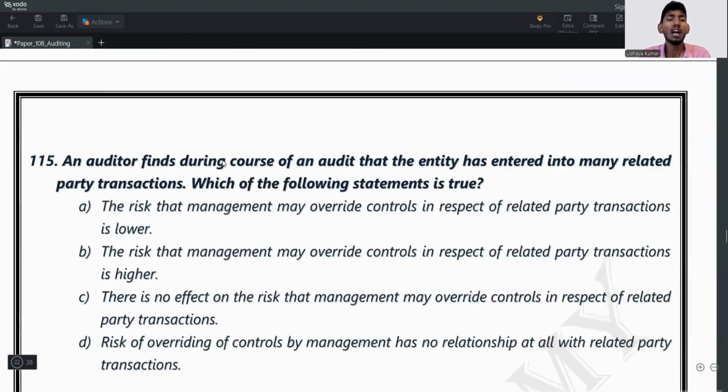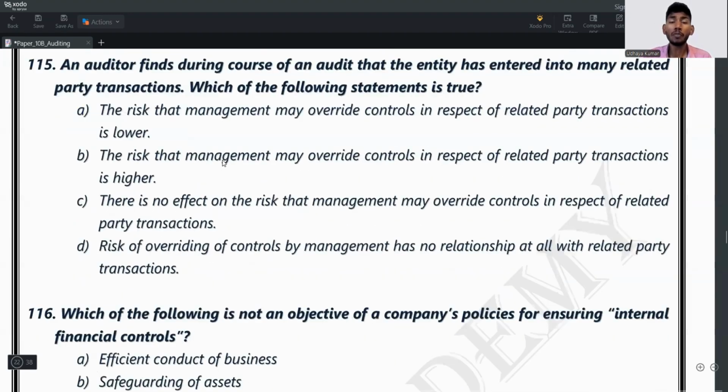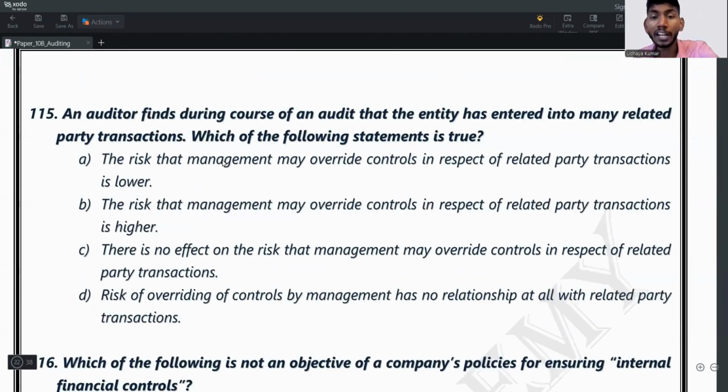An auditor finds during the course of an audit that the entity has entered into many related party transactions. I hope you know what it means, the related party transactions. I had to take a lot of time to explain it in our regular classes. We have decoded the term, right? It's nothing but simple. If there is a company and it has any subsidiary company, joint venture, holding company, parent company, associate company, and directors, those are said to be related parties.